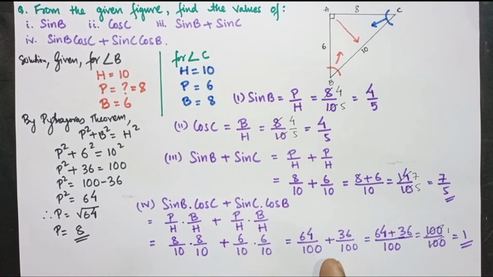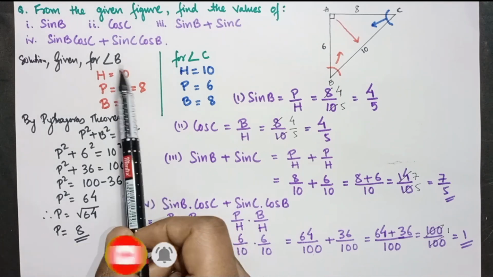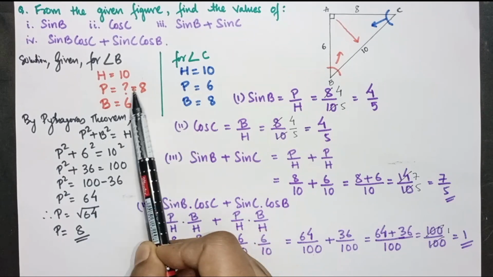So my dear students, please practice this sum one more time. Okay, this is one of the very important ones, and always try to do it this way only: for angle B and for angle C, make the table. Okay, it will be easy.